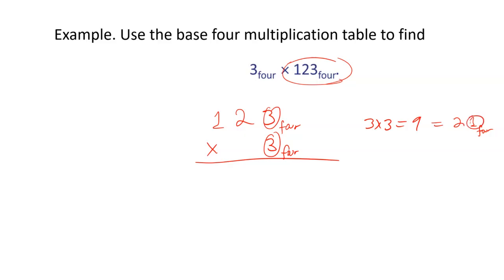And I put the 1 below and I carry the other one on here and I'm going to add it after multiplying. So then I use my 3 and I multiply 3 times 2, which is 6. But because I had this extra 2 that I carry, 6 plus 2 makes it an 8. Now I need to write down 8 in base 4.